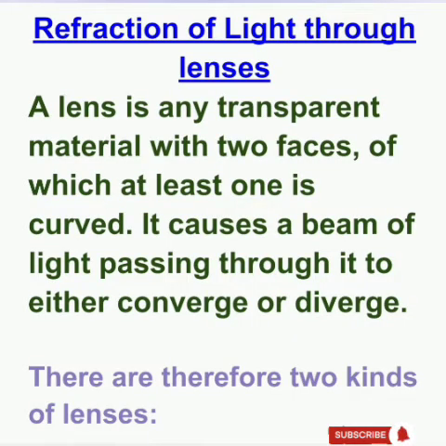Refraction of light through lenses. A lens is any transparent material with two faces, of which at least one is curved. It causes a beam of light passing through it to either converge or diverge. There are two kinds of lenses. One of them converges light rays, while the other one diverges light rays.